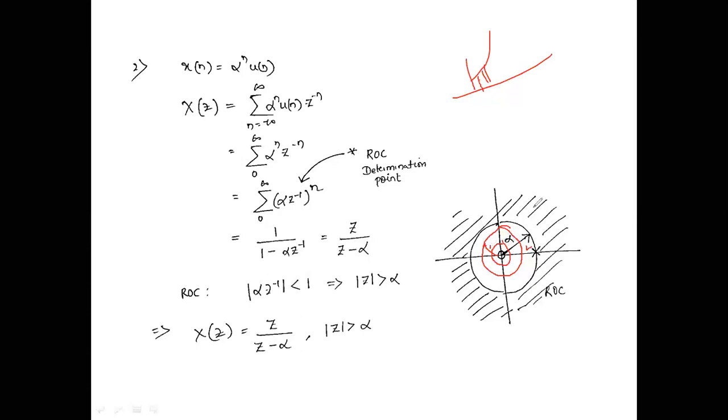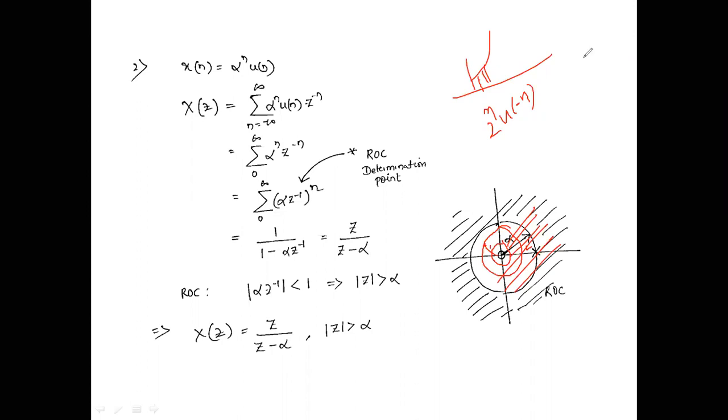Then the ROC will contain the unit circle. Similarly, suppose I say 2 to the power n into u of minus n. Can somebody tell me whether this is stable or unstable? How does 2 to the power n into u of minus n look?